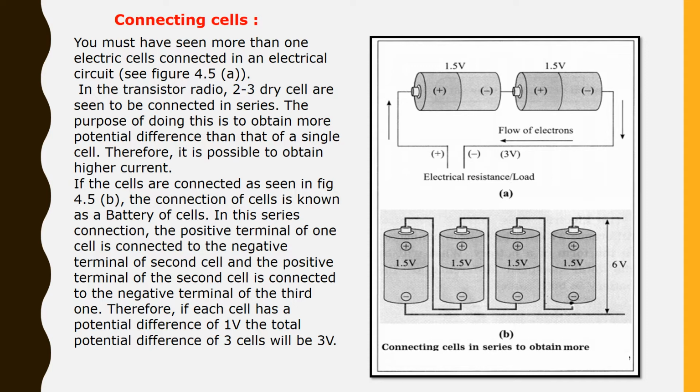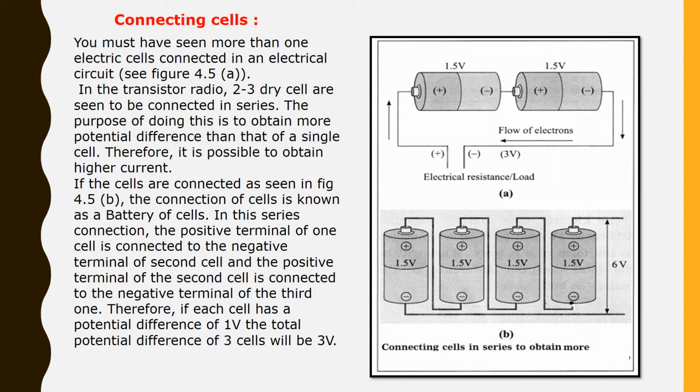So in the transistor radio, 2 to 3 dry cells are seen to be connected in series. The purpose of doing this is to obtain more potential difference than that of a single cell. So we can obtain more potential difference than that of the single cell. Therefore, it is possible to obtain higher current due to attaching more than one electric cell.